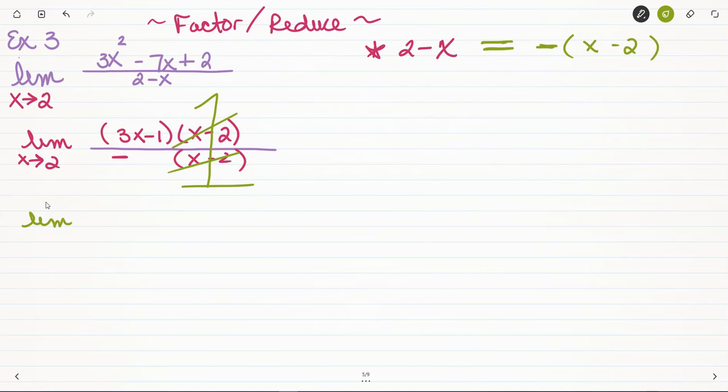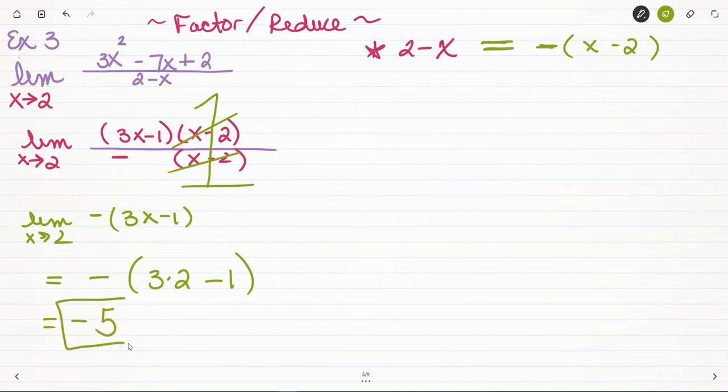We're left with the limit as x approaches 2 of 3x minus 1 over negative 1, which is the same as the opposite of 3x minus 1. And now I can use direct substitution to get 3 times 2 is 6. 6 minus 1 is 5. So we have the opposite of 5, or negative 5.